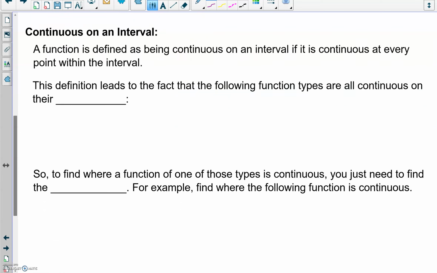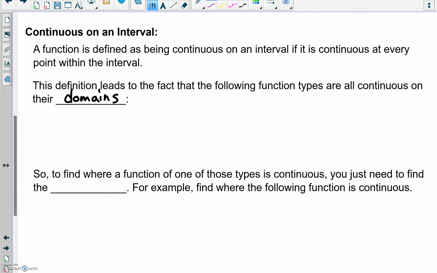All right, so what this leads us to then is this idea of continuity on an interval. So basically, if you have some interval, then it's going to be continuous on the interval if it's continuous at every point within the interval. All the inside points use that two-sided definition of continuity, and then at the endpoints you use the one-sided definition of continuity. And this definition will actually lead to the fact that the following function types are all continuous on their domains. Basically, places where you draw the graph are going to be places where the function is continuous.